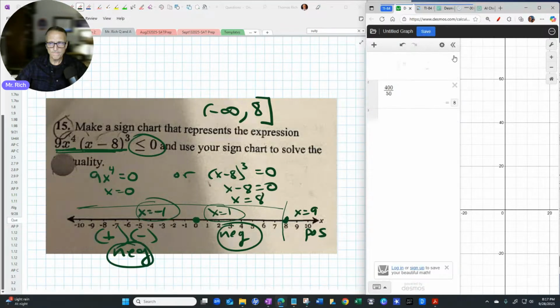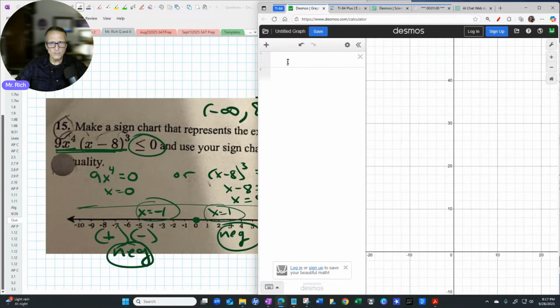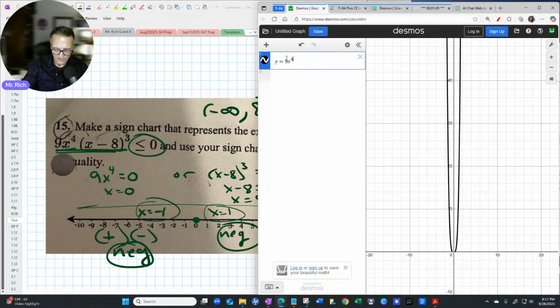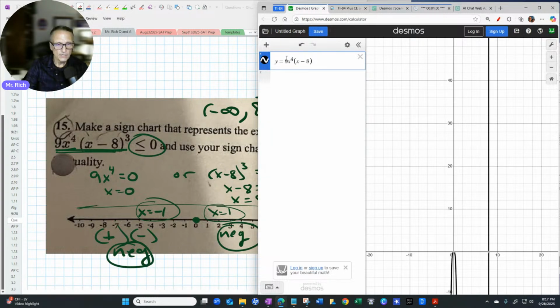Now, I think it's instructive when you work a problem like that, if you don't completely understand what we were doing there, it's a good idea to graph the function and see what it looks like in Desmos. So let's graph 9x to the fourth times x minus 8 raised to the third power. Okay, and there we go.